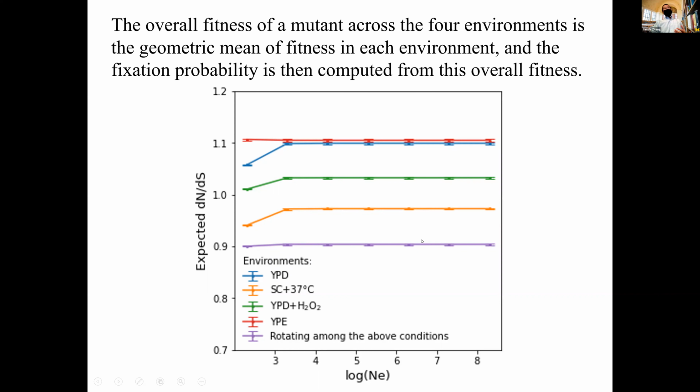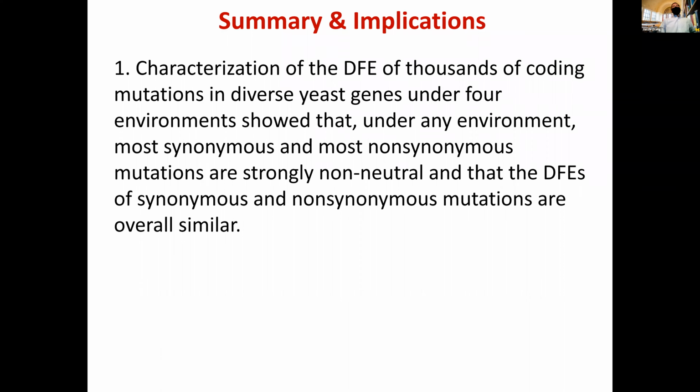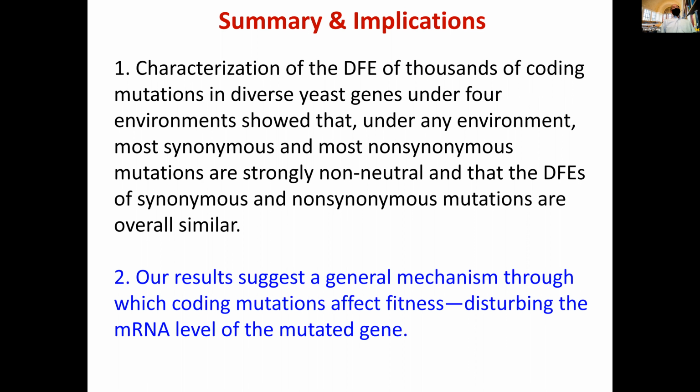Okay, so in summary, I showed you the characterization of the distribution of fitness effects of thousands of coding mutations in diverse yeast genes in the 4 environments. It shows that in any environment, most synonymous and most non-synonymous mutations are strongly non-neutral, and the DFEs are overall quite similar. And our results also suggest a general mechanism through which coding mutations affect fitness, which is disturbing the mRNA level of the mutated gene.